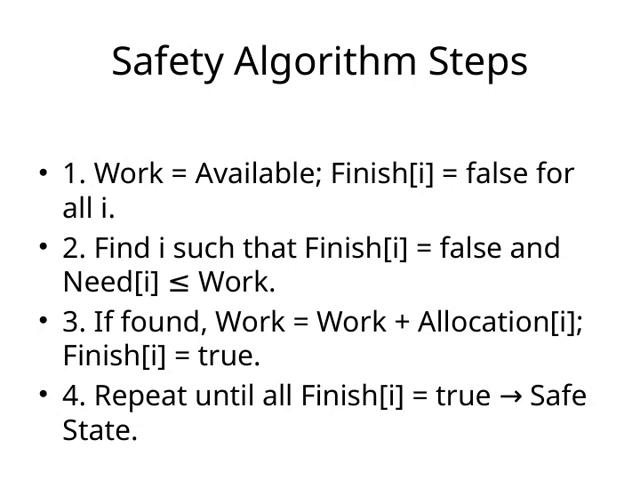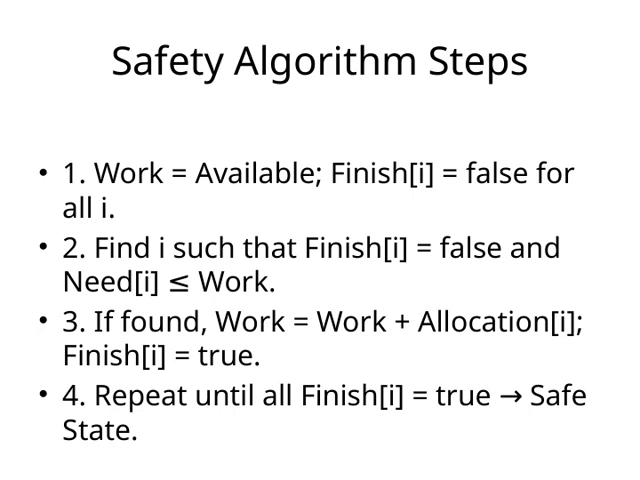Let's walk through the steps of the safety algorithm. First, we start with work equal to the available resources, and we set finish for all processes to false, indicating we haven't completed any process yet. Next, we look for a process i such that finish[i] is false, meaning it hasn't finished yet, and its need is less than or equal to our current work. This means the process can proceed with the resources it needs without causing unsafe conditions. If we find such a process, we simulate it completing by adding its allocation to work, effectively releasing its resources back into the pool. We then mark finish[i] as true, showing this process has finished safely.